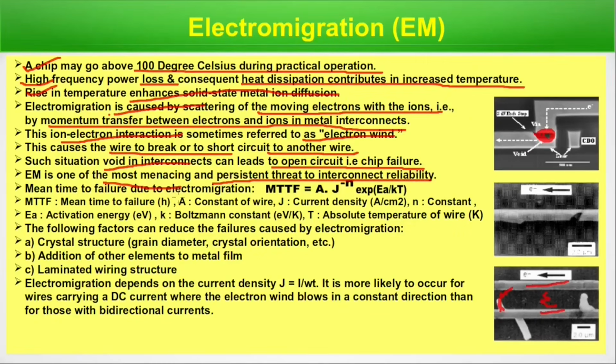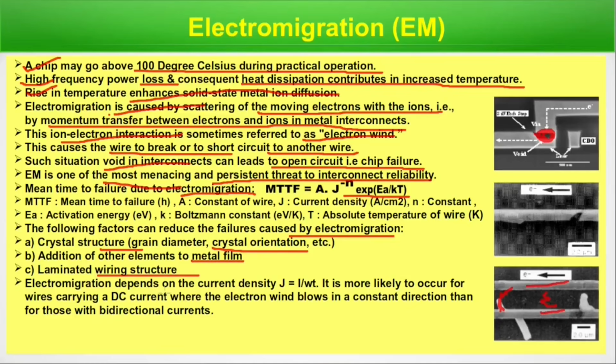Mean time to failure due to electromigration, that is MTTF, this is the expression. It means mean time to failure, constant of wear, current density. MTTF is proportional to current density, and the following factors can reduce the failures caused by electromigration: crystal structure, grain diameter, crystal orientation, addition of another elements to metal film, laminated wiring structure. These are usually followed to prevent electromigration.